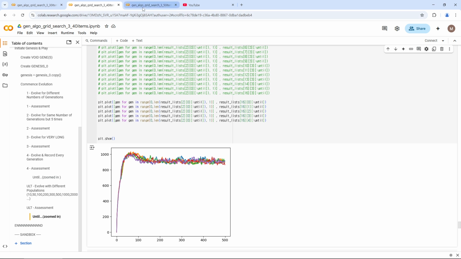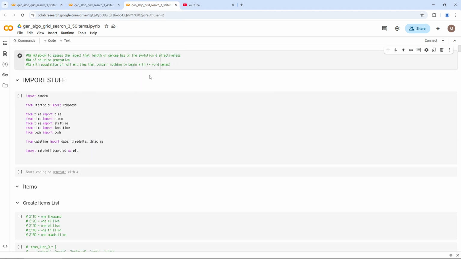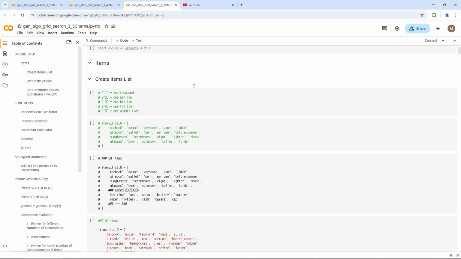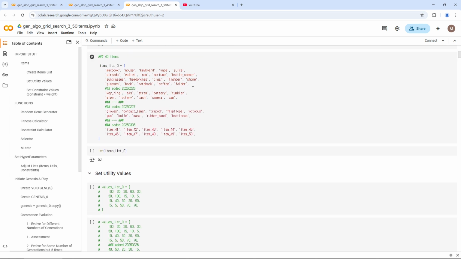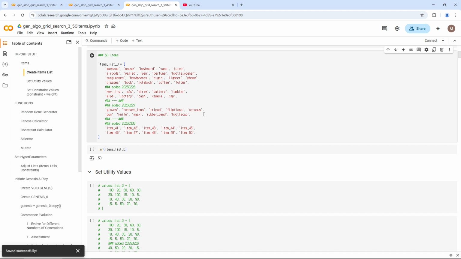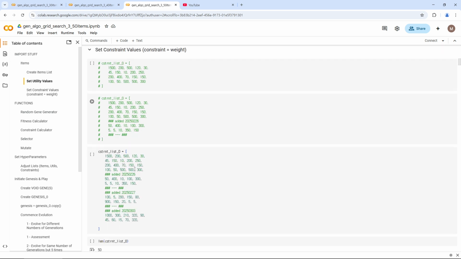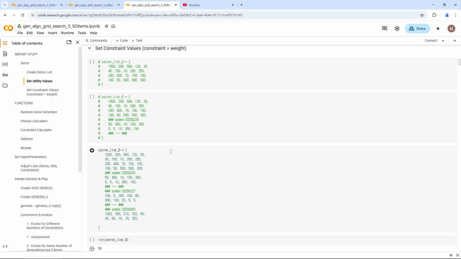And because I don't want to do another video log of this notebook where I did it for 50 items, I'm just going to do that, and you'll see why I want to do this. And in this notebook, again, 10 more items were added, namely item 41 to item 50, so very creative. And some new values were added for the values and for the constraints. So there are 50 values in each.